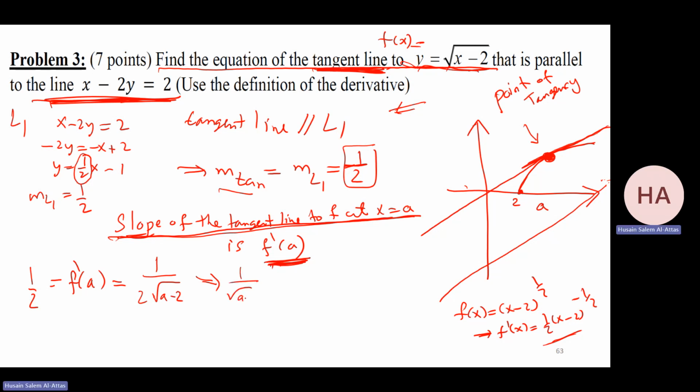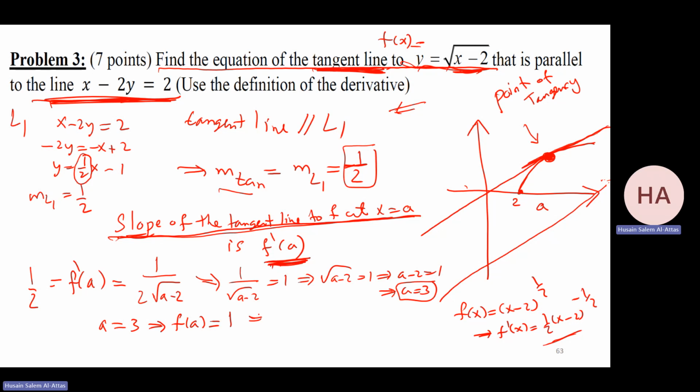So this gives me what? 1 over 2 square root of (A minus 2) is equal to 1 half. So square root of (A minus 2) is equal to 1. That means A minus 2 equals 1. So A equals what? 3. A equals 3. We are done. What will be f of A? Just substitute in this point, which is on both. Substitute here. It will be square root of 3 minus 2, which is 1.